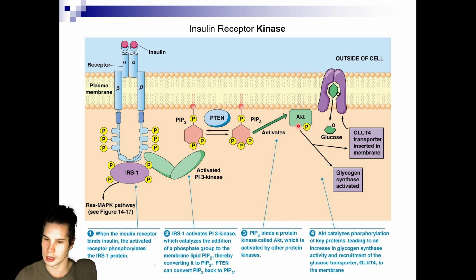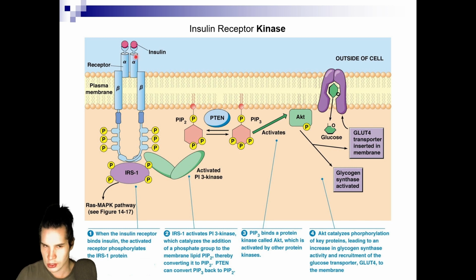Now from here, you get another signal cascade. You get a continuation of the signal cascade. So this AKT is going to catalyze the phosphorylation of proteins, leading to an increase in glycogen synthase activity. Glycogen, if you remember from the macromolecules, is the way that our cells, or animal cells, will store sugars. Glycogen synthase is probably an enzyme, and enzymes are probably going to synthesize something. What is it synthesizing? Glycogen. Glycogen synthase is going to increase in activity.